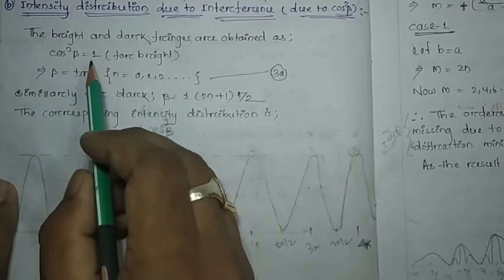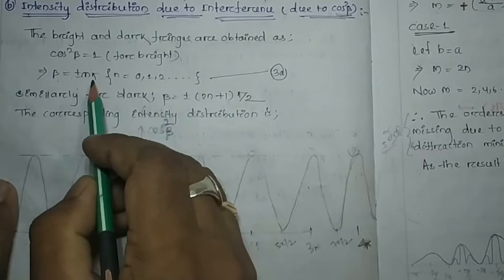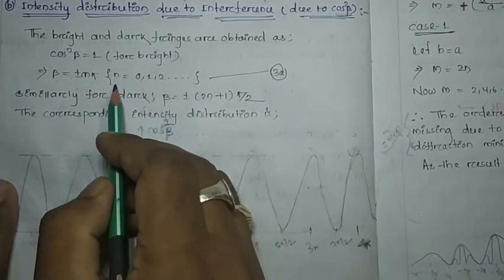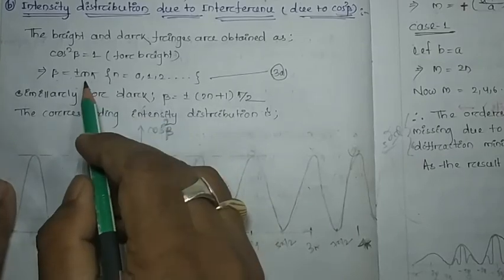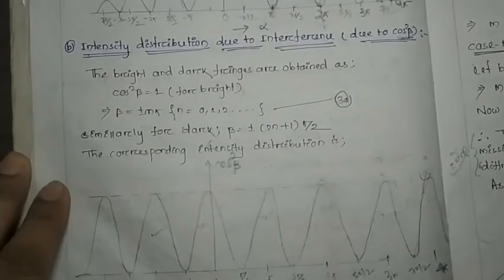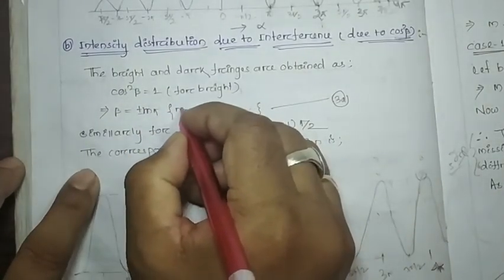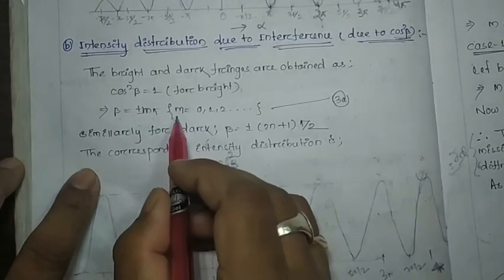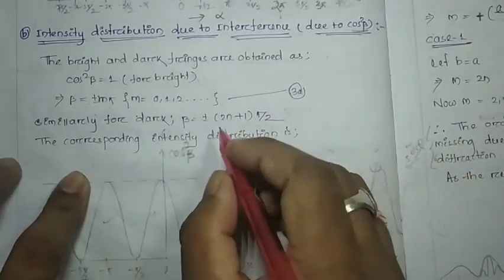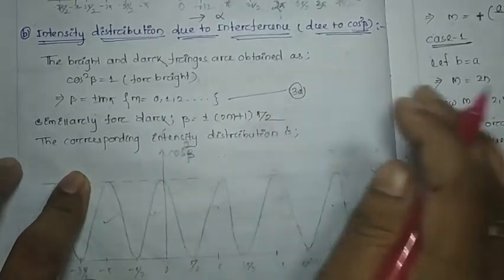Cos square beta will be 1 whenever beta is equal to plus or minus m pi, where m is the integer. So here m should be written correctly. Similarly, for the dark fringe, beta should be plus or minus (2m plus 1) pi by 2.